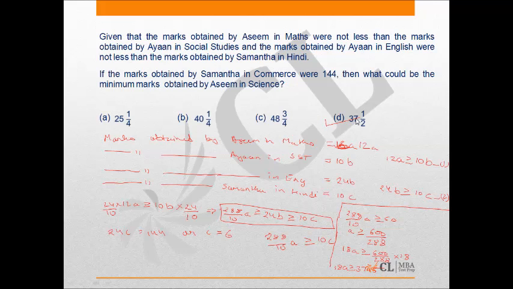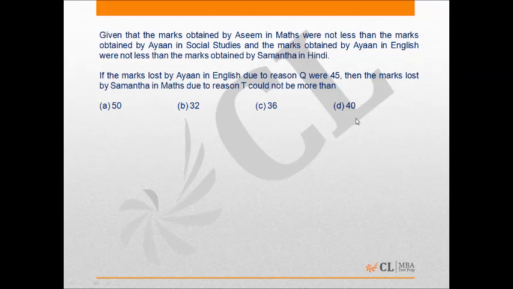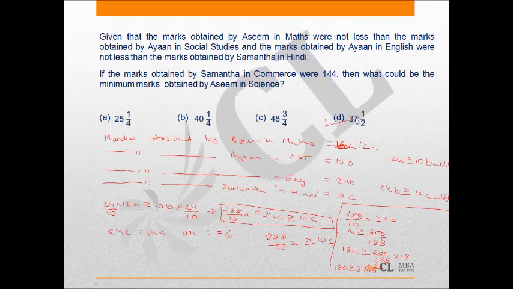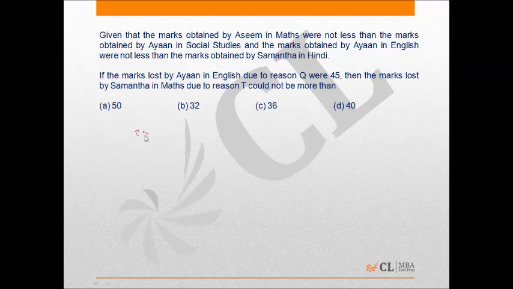That is option D. Given that the marks obtained by Asim in maths were not less than the marks obtained by Ayan in social studies, and the marks obtained by Ayan in English were not less than the marks obtained by Samantha in Hindi. This is the same situation that we had in the previous question. So I'll copy this equation itself here, that is 288 by 10A is greater than or equal to 24B is greater than or equal to 10C. Now, if the marks lost by Ayan in English due to reason Q were 45, let's figure out the marks lost by Ayan in English.